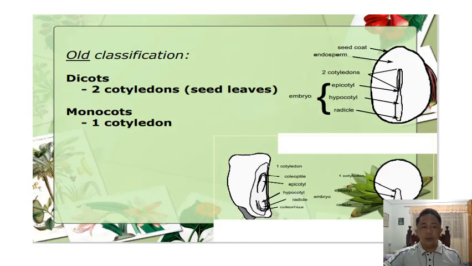If we look at the old classification, your angiosperms are classified either as a dicot or a monocot. Dicots and monocots are mostly based on the presence of a cotyledon in their seeds. Now, dicots have 2 cotyledons inside their seeds. Examples are your beans, etc. While your monocots contain only 1 cotyledon. A good example is your corn. So these are from the old classification.